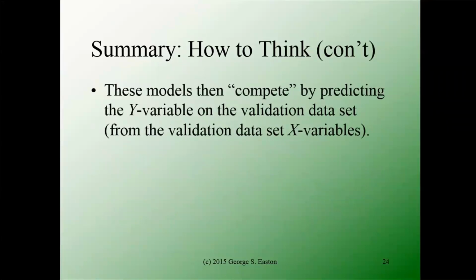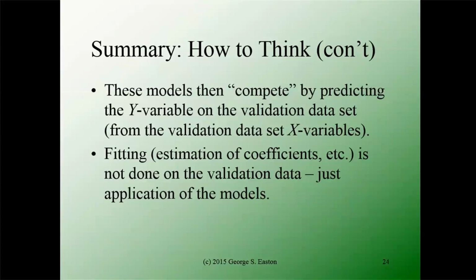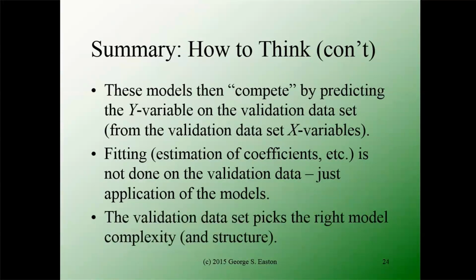These models, which were discovered and fit on the training data set, then compete on the validation data set by predicting the y variable. So what this means is that the x variables for each observation on the validation data set are plugged into these predicting functions to get a prediction for the y variable. You do not refit or re-estimate the parameters for these models on the validation data set. You just apply the models to the x variables to get predictions for the y variables. The validation data set then is used to pick the right model complexity and/or structure based on how well the models do in predicting the y values on the validation data set.